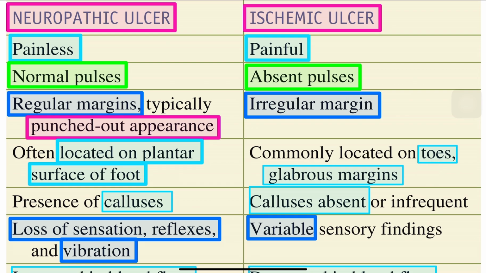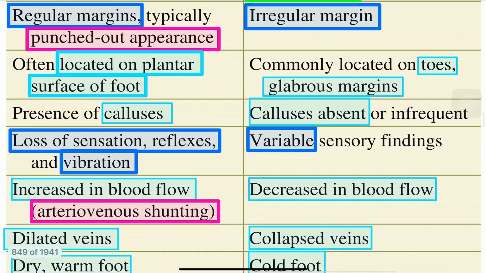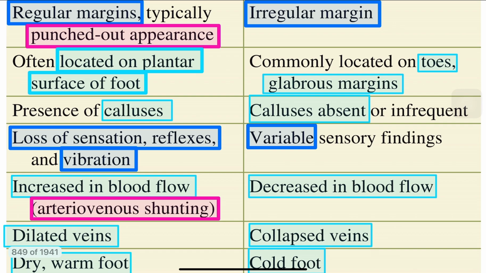Now come to callus. Callus is a sign of healing. Since the blood supply of neuropathic ulcer is good, there will be callus, but in ischemic ulcer callus is absent. Now come to reflexes and sensation. In neuropathic ulcer there is no nerve function, so there will be loss of sensation, reflexes and vibration. In ischemic ulcer the sensory findings are variable.